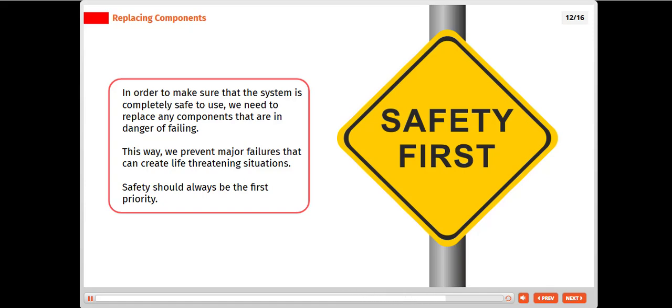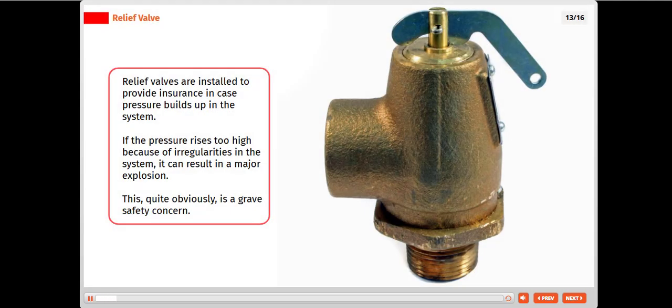Relief valves are installed to provide insurance in case pressure builds up in the system. If the pressure rises too high because of irregularities in the system, it can result in a major explosion. This, quite obviously, is a grave safety concern.